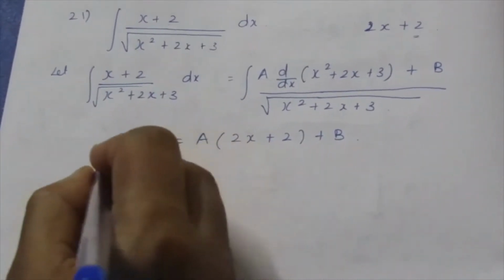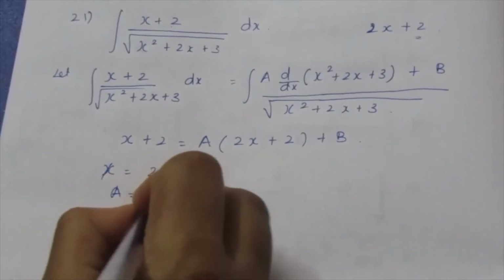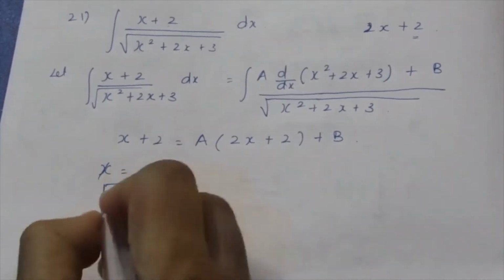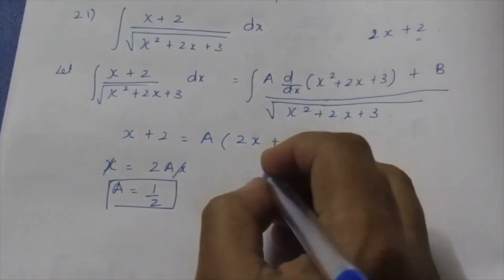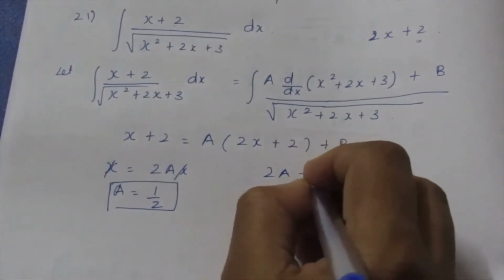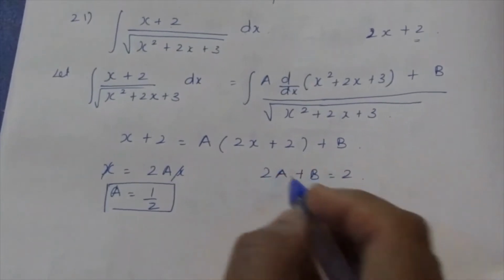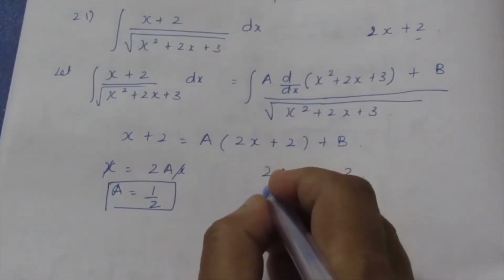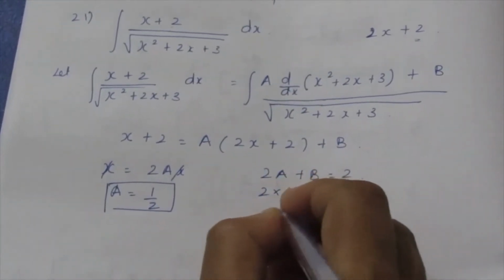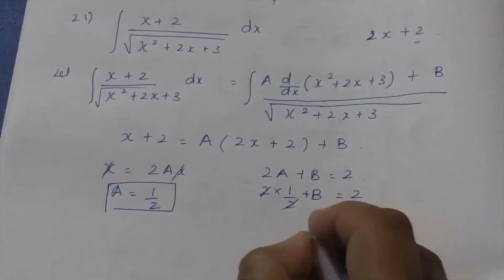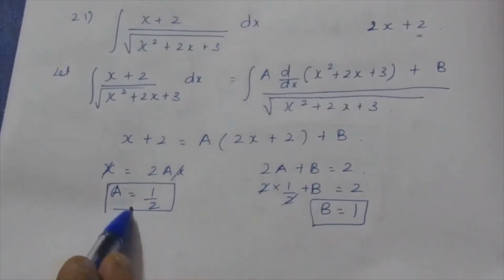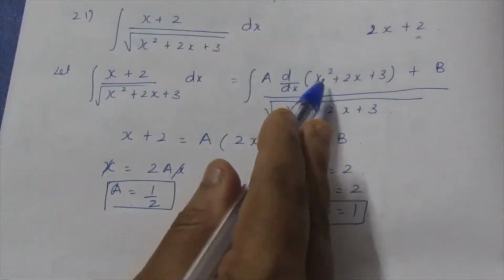2ax. So x and x cancel, a is equal to 1 by 2. So we have found a. For the constant term, if I multiply this, it becomes 2a plus b is equal to 2. Substitute a value as 1 by 2. While substituting, this gets cancelled. So b is equal to 1. We got our a, we got our b.